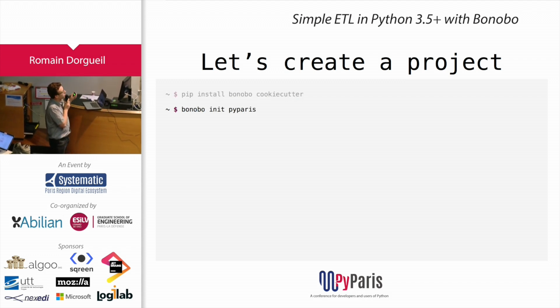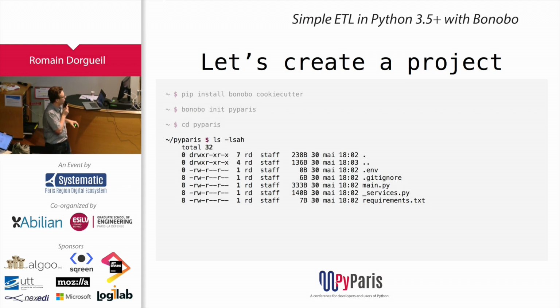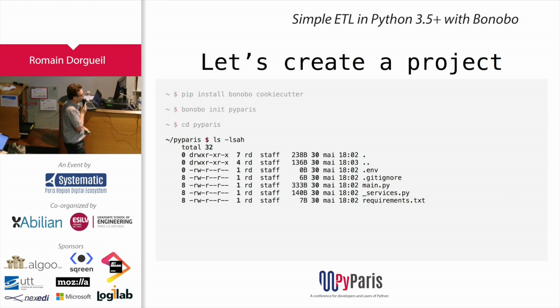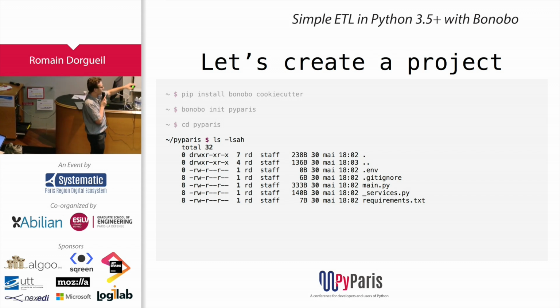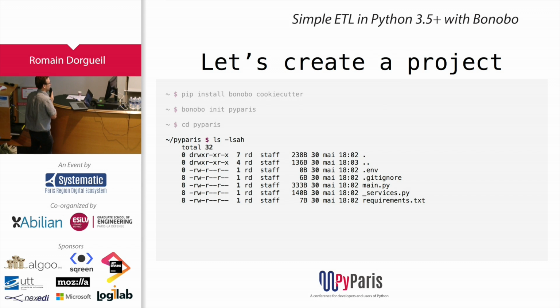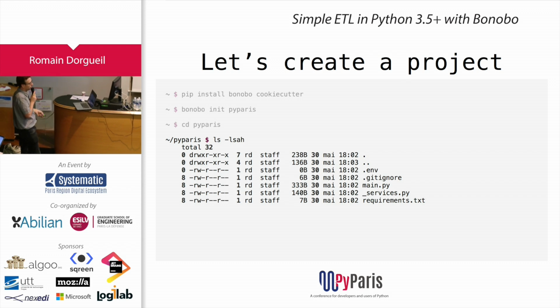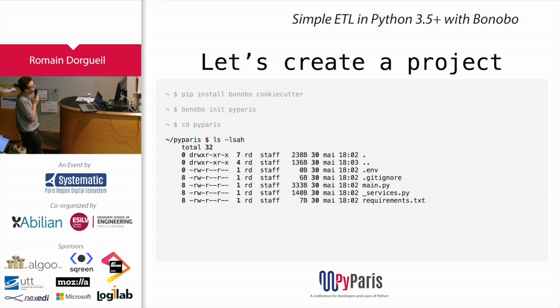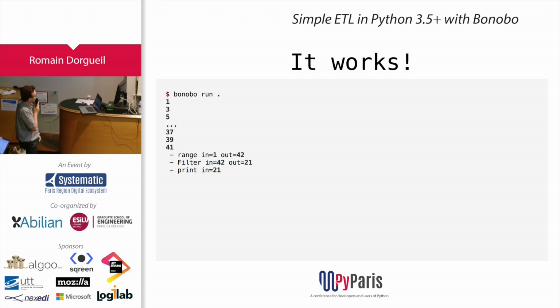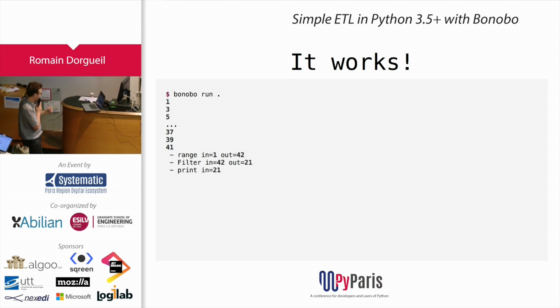Then you can use it directly with Bonobo init. It creates the PyParis directory, and if I enter the PyParis directory, you have a bunch of files, nothing really big. The biggest file is 300 bytes. But you have a working example that is just ready for you.